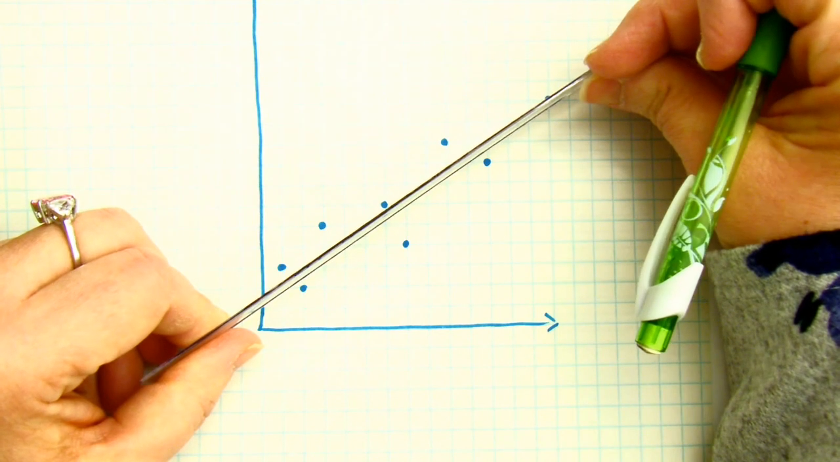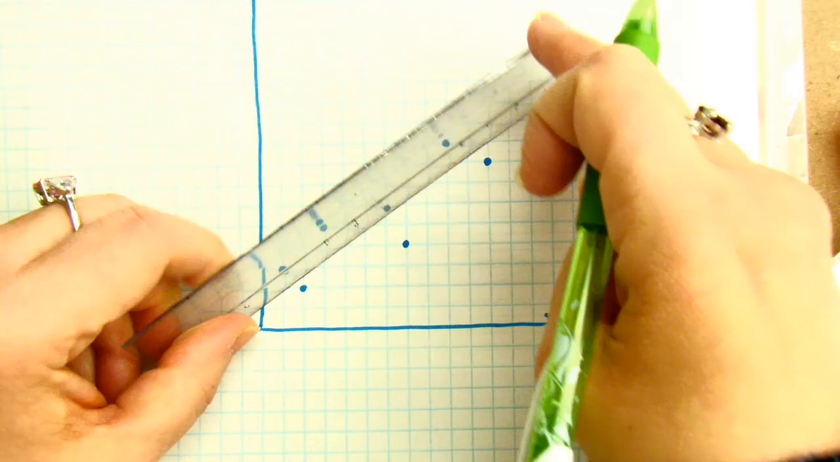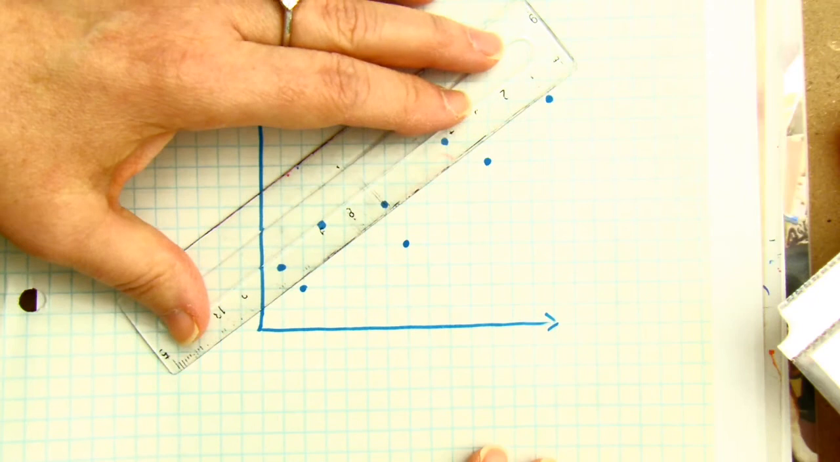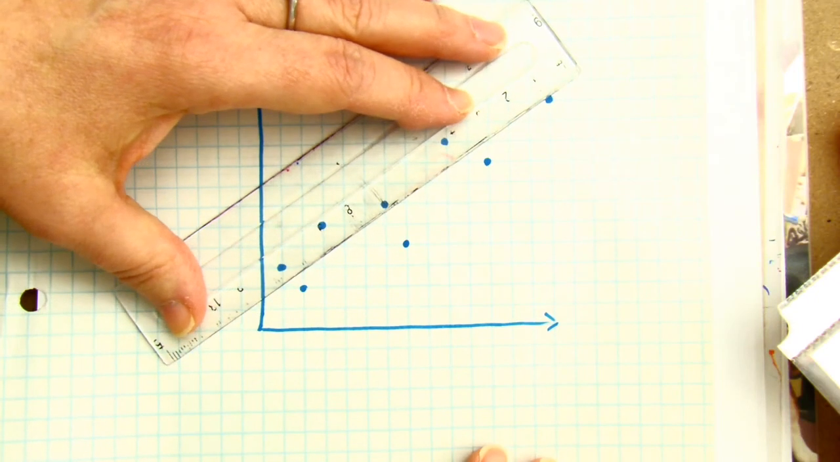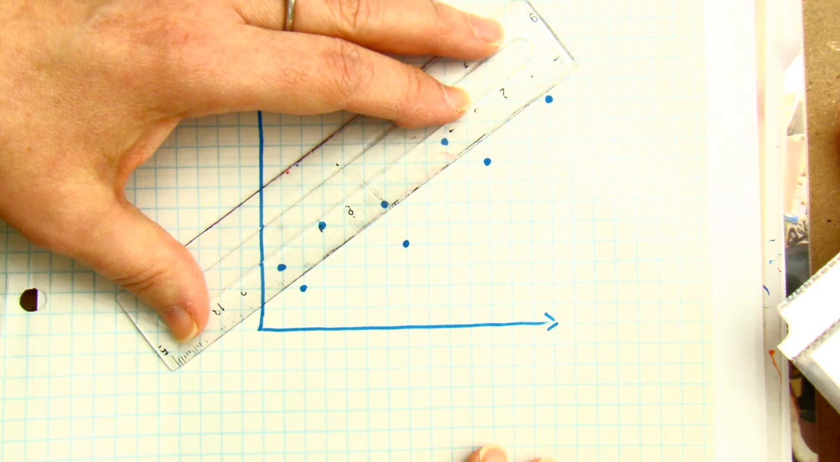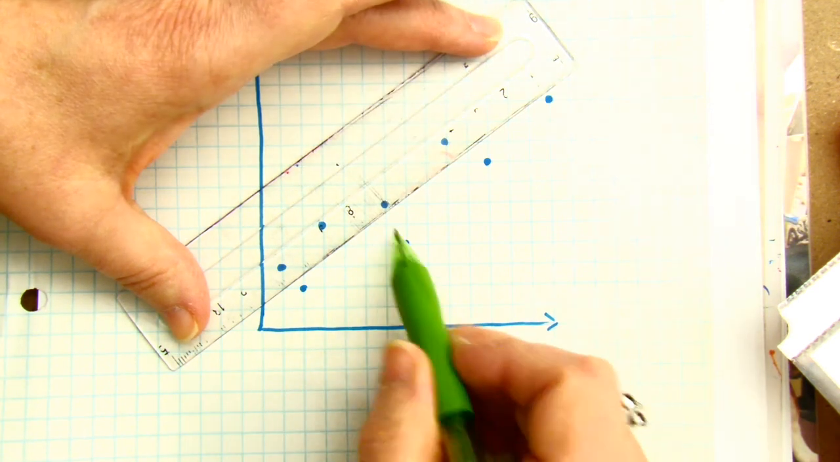Don't try to force any points to be on the line. I'm thinking that maybe somewhere in here. I'm going to turn it a little bit more. But that would be the line. See, I've got these. This one's a little bit far away.